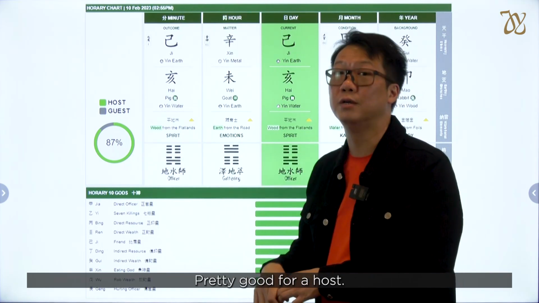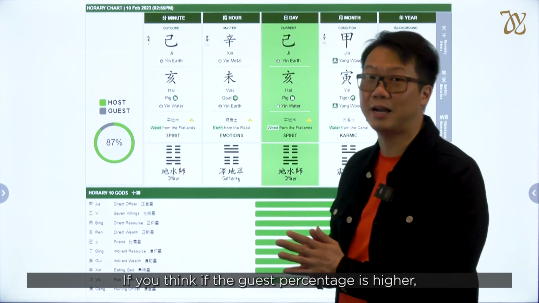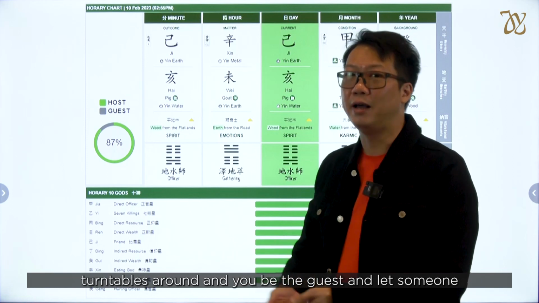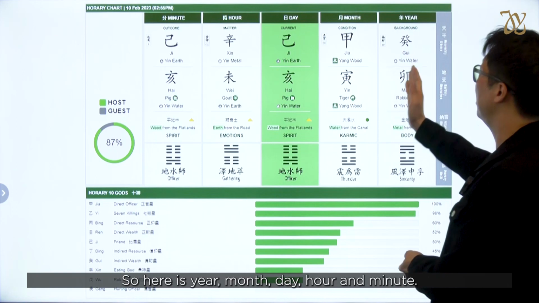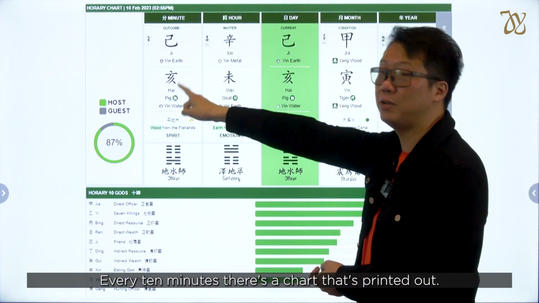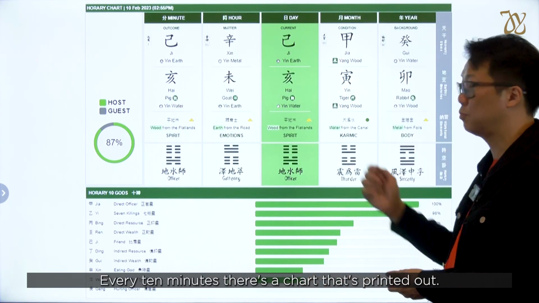87%, pretty good for a host. If the guest percentage is higher, then you better switch the tables around, and you be the guest and let someone else be the host. For example, this is one way of doing it. So here is year, month, day, hour, and minute. Every 10 minutes, there's a chart that's printed out.